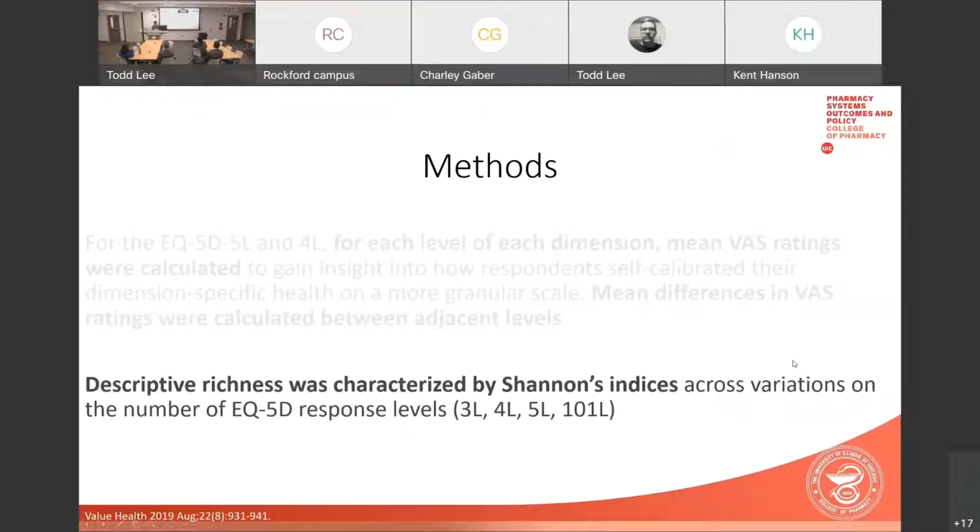So another thing that we did was to characterize the so-called descriptive richness of each of these variations in the number of response levels using something called Shannon indices, which I'll explain in a few moments here. It's not something that I had encountered, but hopefully we can all learn to appreciate what they represent.